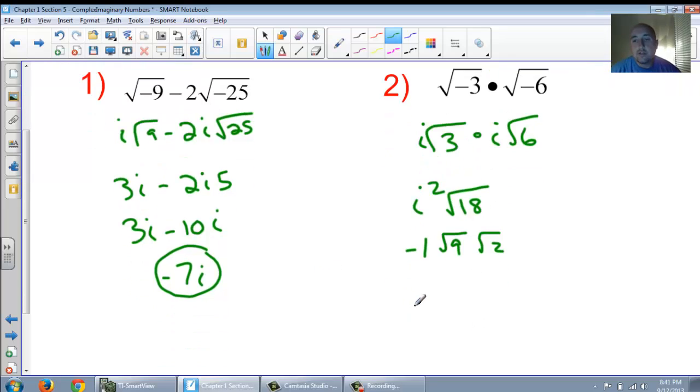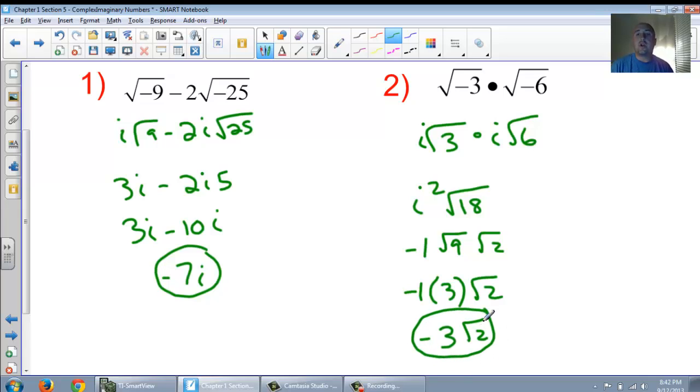And now let's keep going. We have negative 1 times square root of 9, which is 3, times square root of 2, which cannot be simplified. Negative 1 and 3 is negative 3 root 2. Okay, so a little bit harder. Just remember that this is a multiplication problem, so you can multiply i times i. When you're adding and subtracting, you can only add and subtract like terms. So 3i minus 10i is negative 7i.